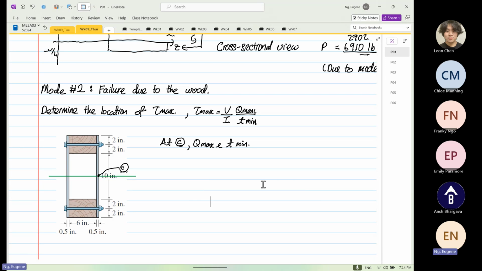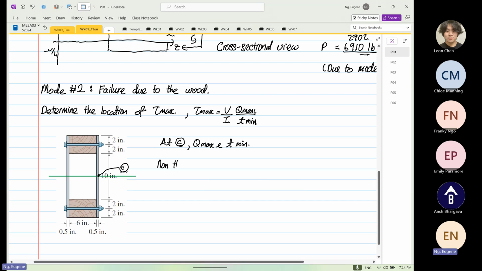So just to quickly recap, we are going to mode 2, and at point C is where we have Q max and t min. So from here, you can use either thin wall analysis or non-thin wall analysis. I believe the answer will be the same. So let's use non-thin wall analysis.